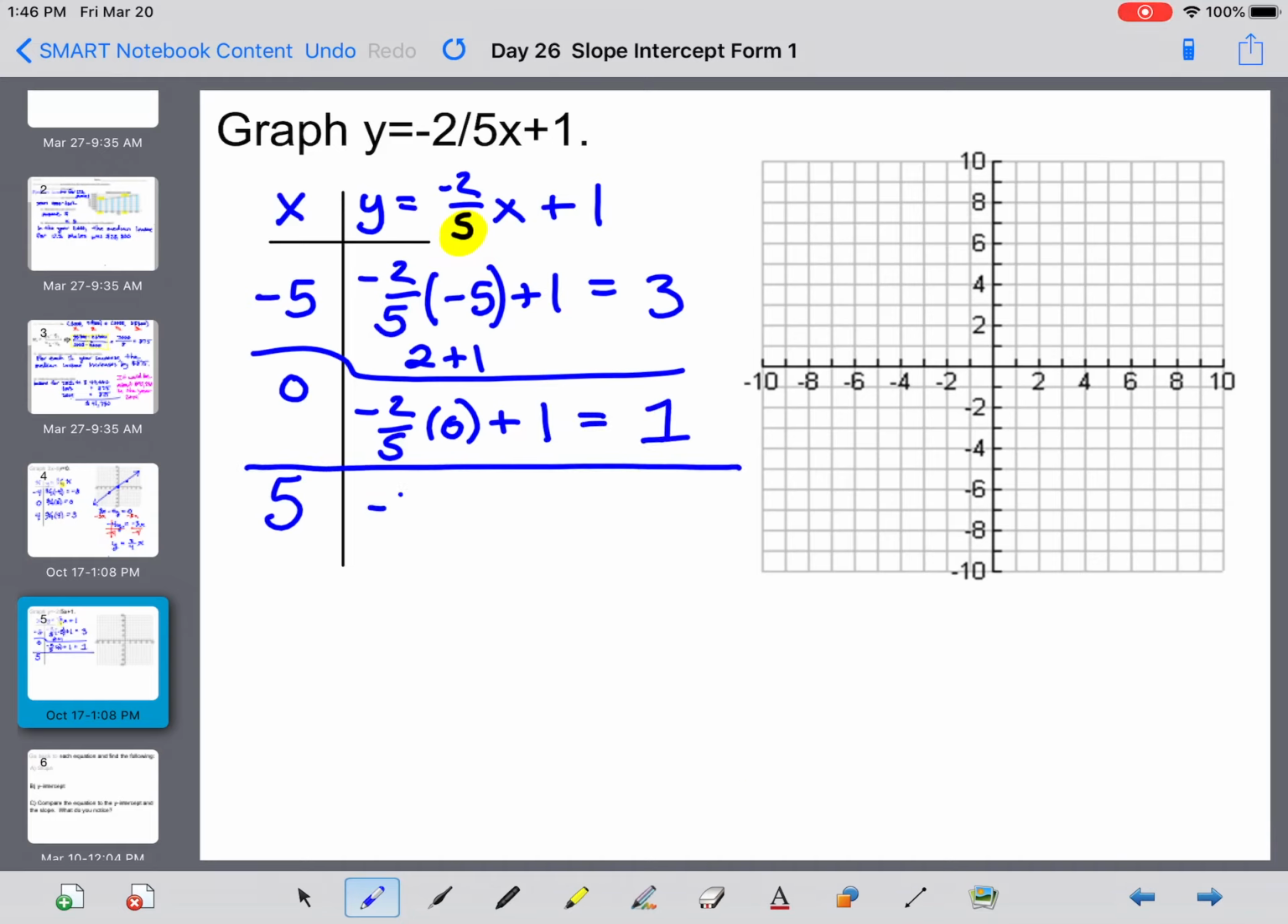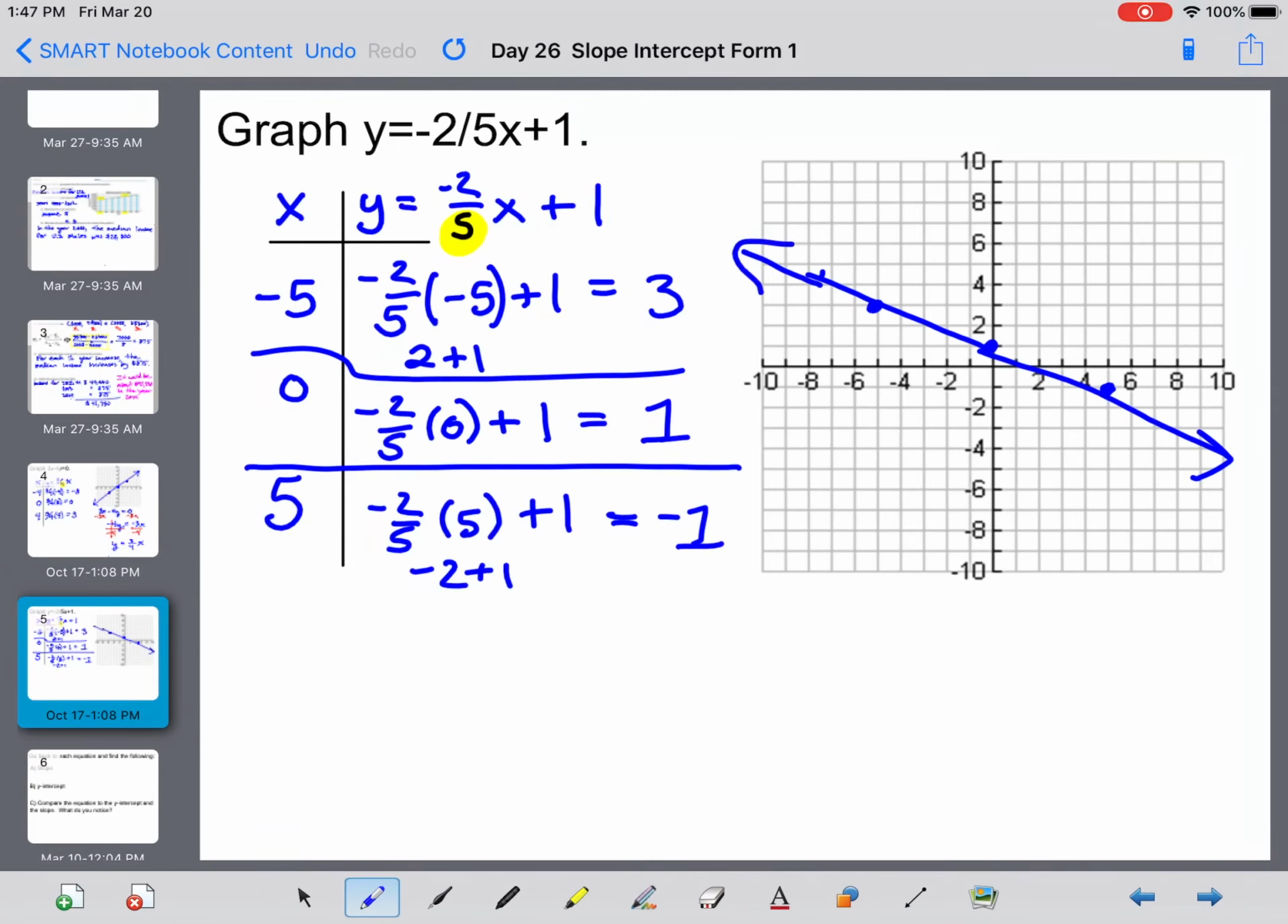And let's plug in +5. So -2/5 times +5 plus 1. Let's see what that's going to give us. That's going to give us -2 plus 1, which gives us a -1. All right, let's go ahead and plot these. I should have been plotting them as I go, but I didn't. So let's just hope that we're going to end up with a straight line here. So there's that one, and then the 5, -1 would be down here. It looks like those 3 points are lining up very nicely, so I feel really good about my graph. So again, a nice long line with arrows on the end.